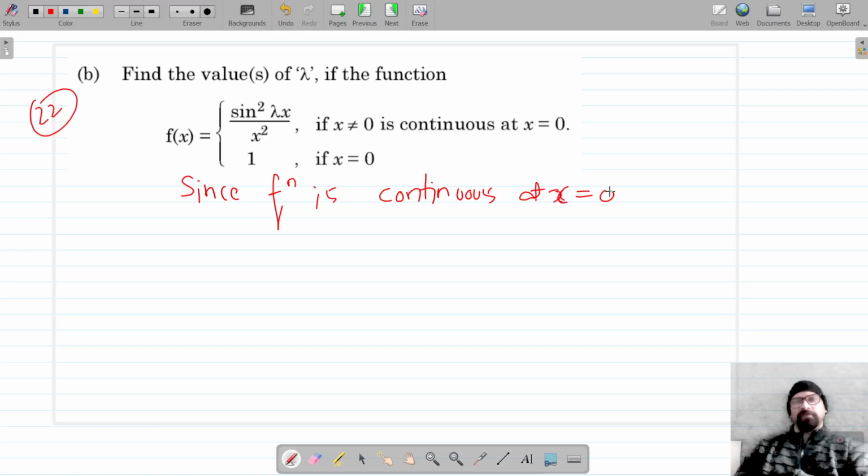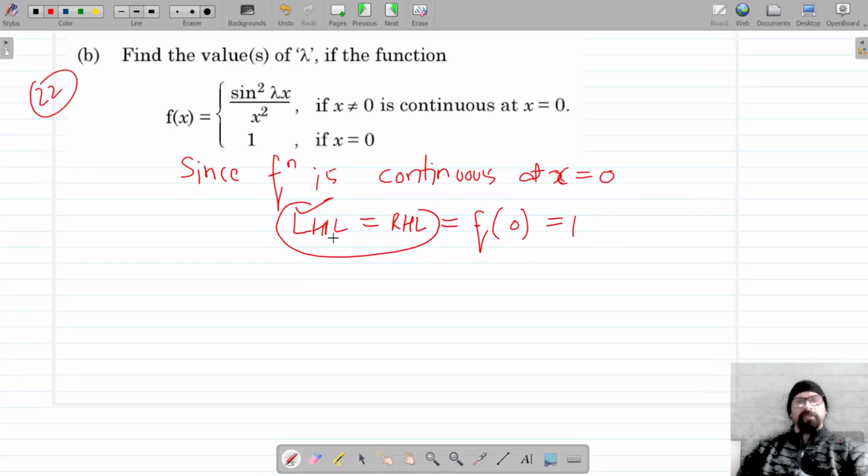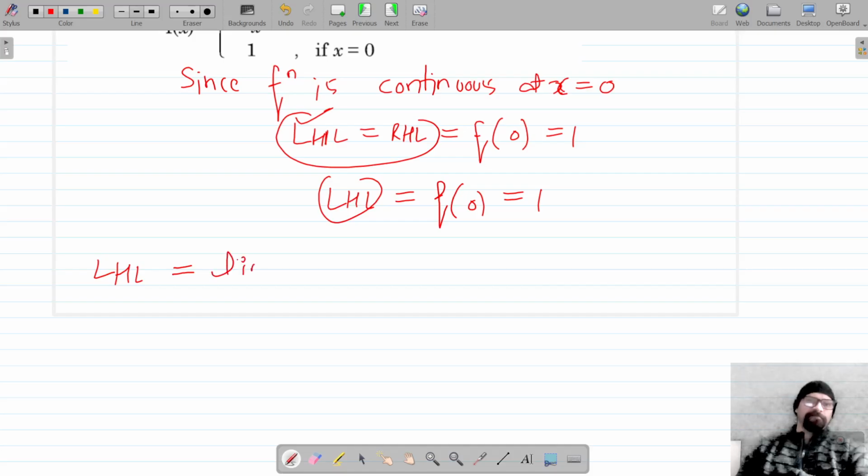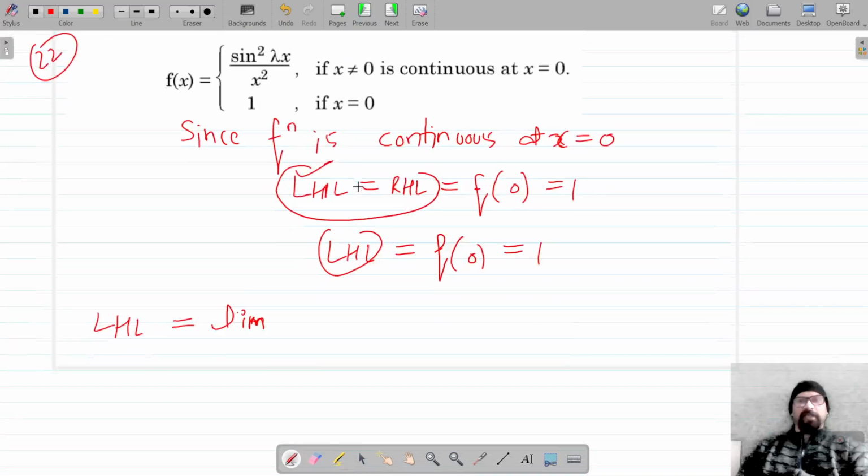As this function is continuous at x is equal to 0, it means that the left hand limit should be equal to the right hand limit, which should be equal to the value of the function at 0, and the value of the function at 0 is equal to 1. So these will be equal. Let me take any one of the values. I'm going to take the left hand limit and equate it to the value of the function, which is equal to 1. So now I'm going to find the left hand limit at x is equal to 0.